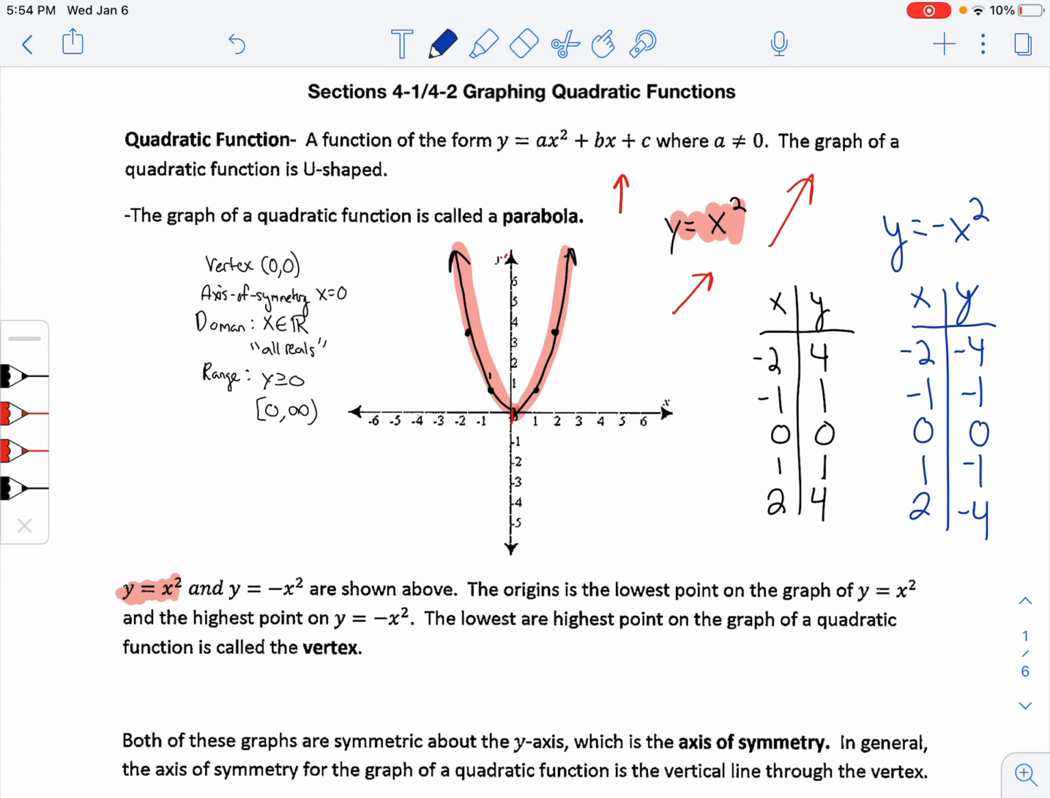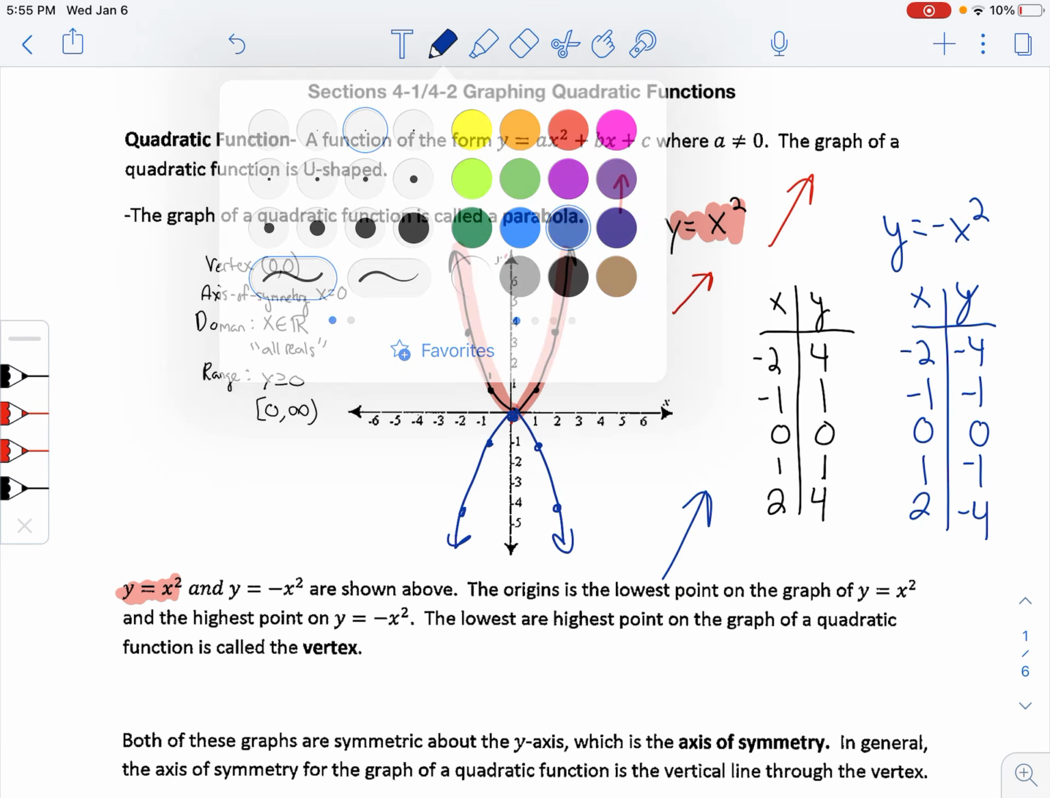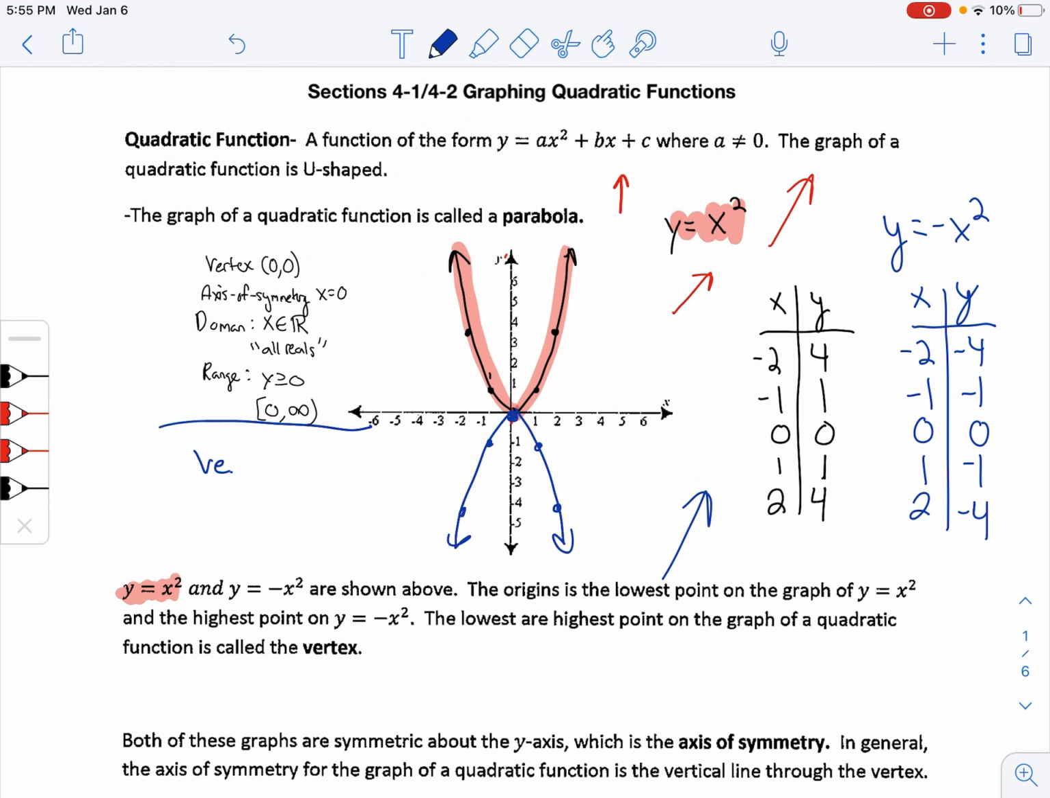When we graph this, it's going to look like this. When you have a negative in front of the lead coefficient, see, it's -1, it's going to point down. This also has a vertex at 0, 0, and an axis of symmetry. I'll just write them as AOS now.